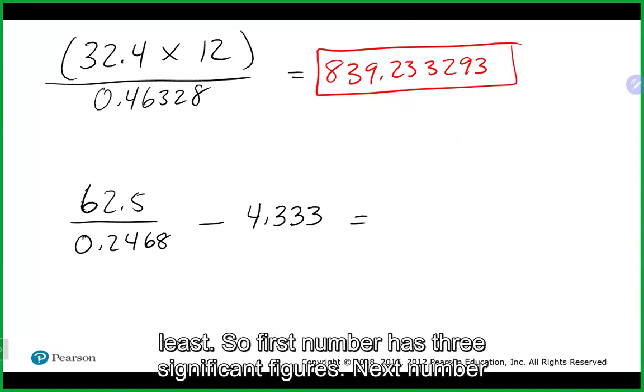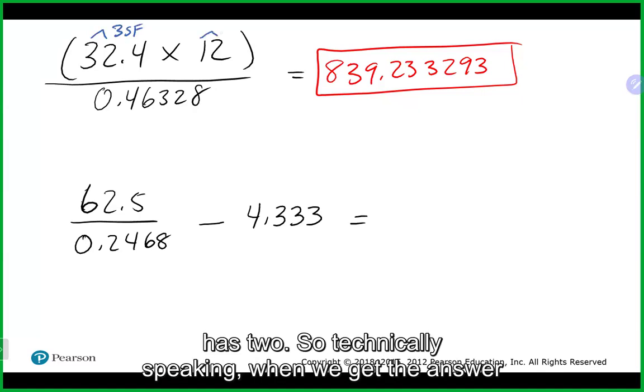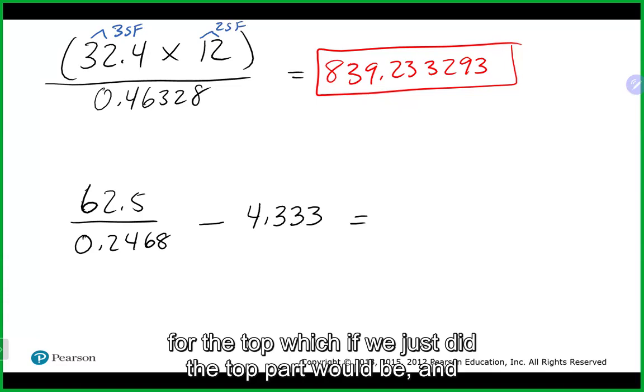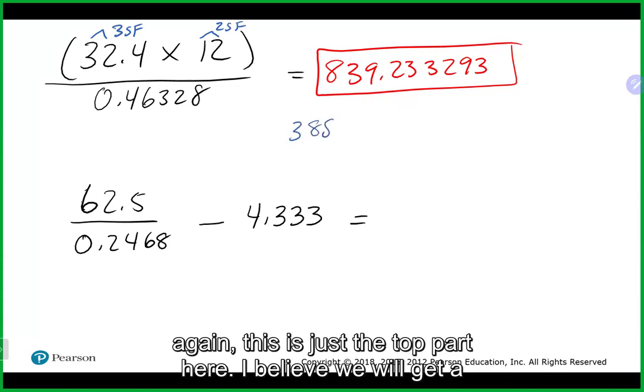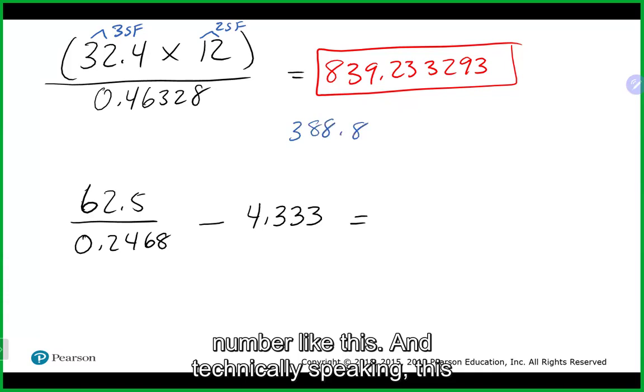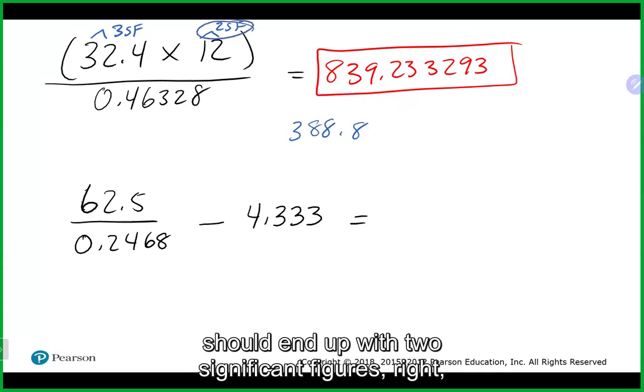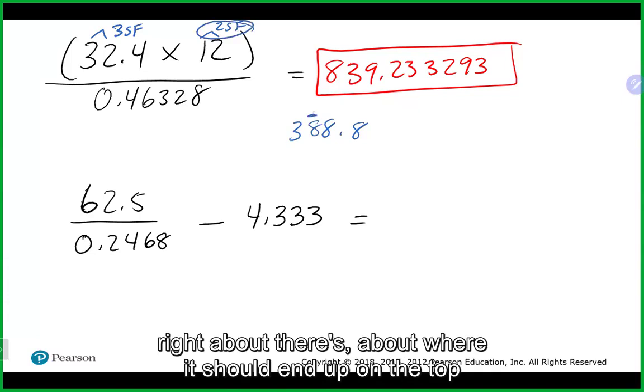Yeah, we're looking for the least. So the first number has 3 significant figures. The next number has 2. So technically speaking, when we get the answer for the top, and again, this is just the top part here, we will get a number like this. And technically speaking, this should end up with 2 significant figures. Right about there is where it should end up on the top part.